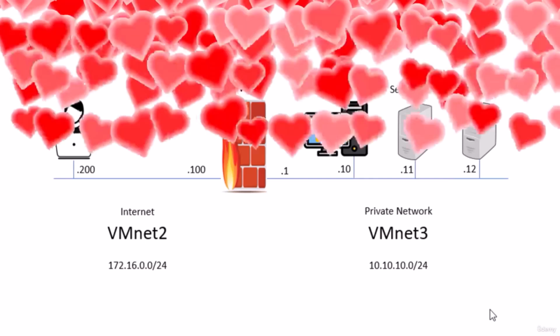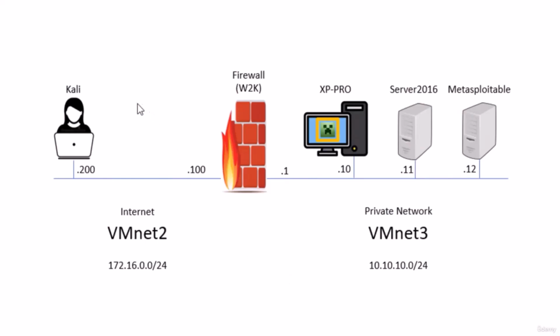and we can turn his machine into a pivot so we can do some lateral movement further into the target. What we're going to do is, from the outside, we're going to compromise a host on a private network, and then we're going to use that connection to pivot through the host and attack the rest of the internal network. Here is our setup. We have two networks here.